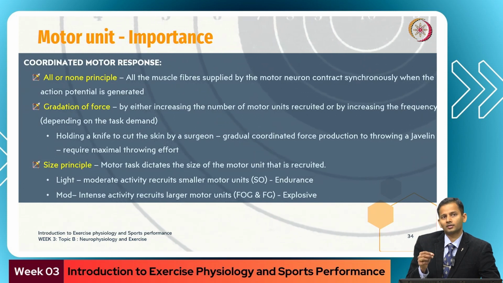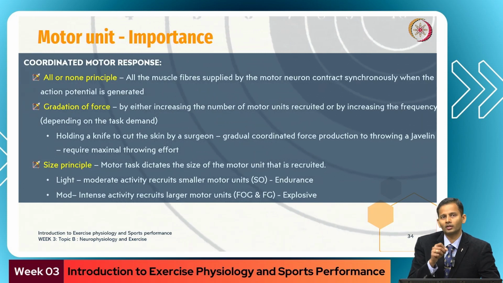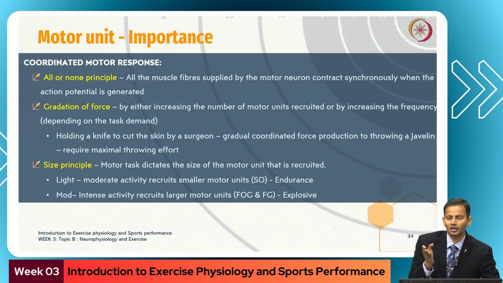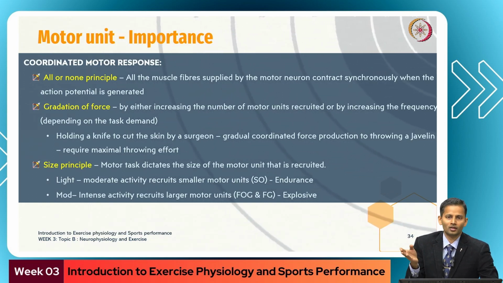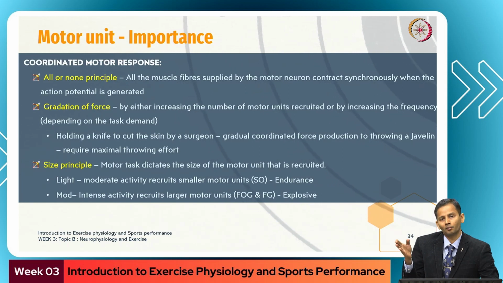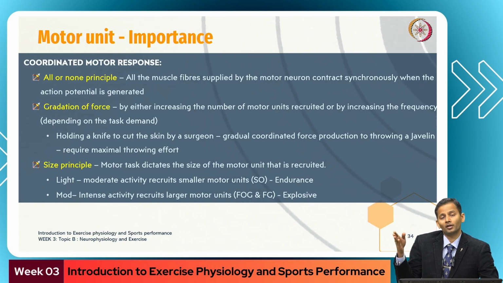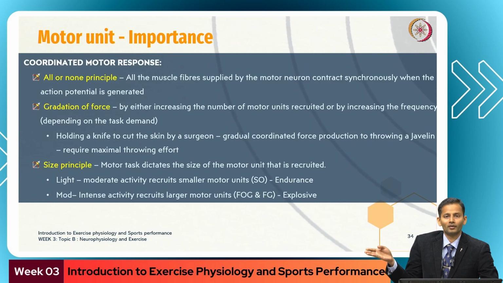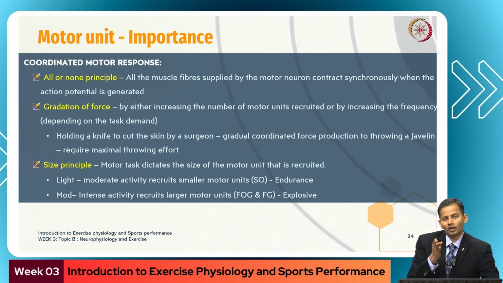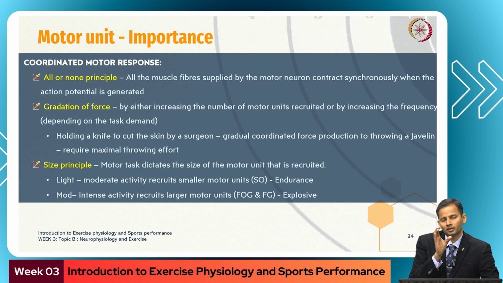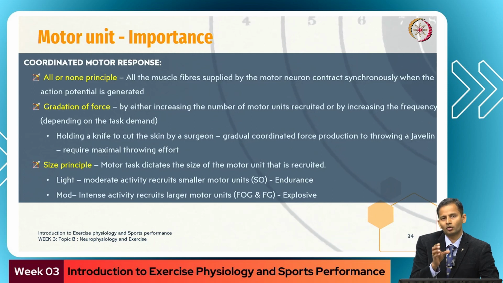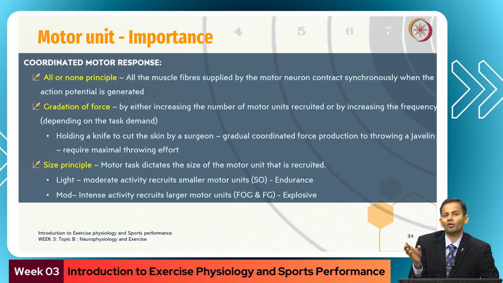The motor task determines the size of the motor unit that is recruited. We have seen that motor units are of different sizes. Accordingly, they have different types of energy systems and types of muscle fibers which they recruit or innervate, right? For activities which are light to moderate in nature, they recruit smaller motor units, because with that itself the endurance kind of activities are performed. So with smaller motor units, with motor neurons only, these activities can be performed.